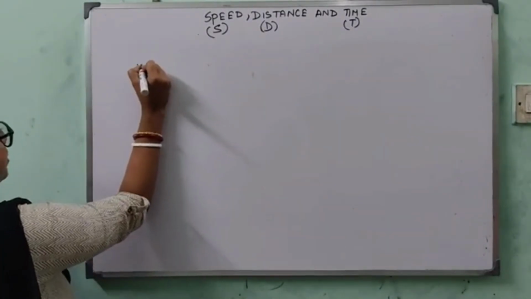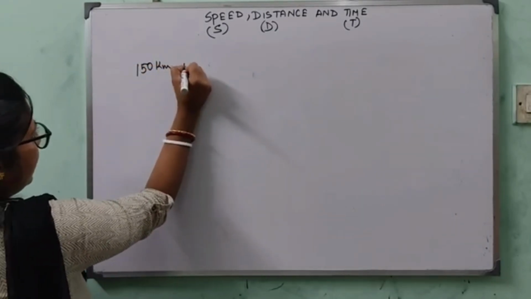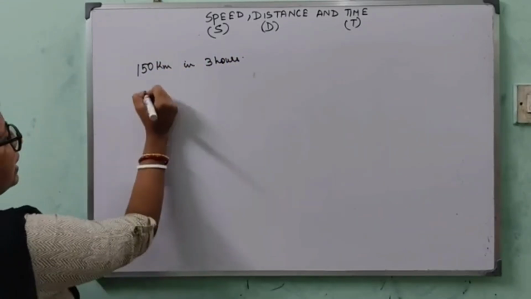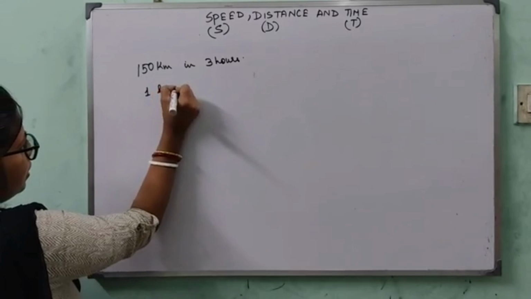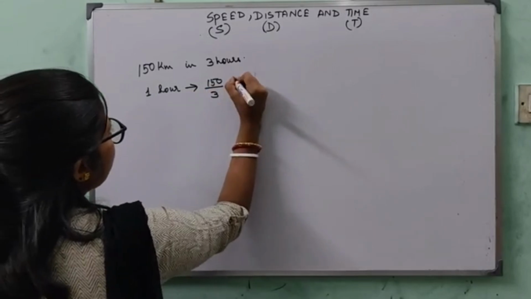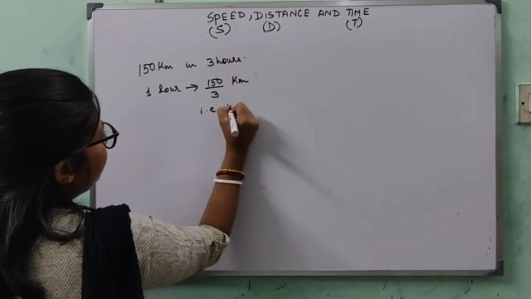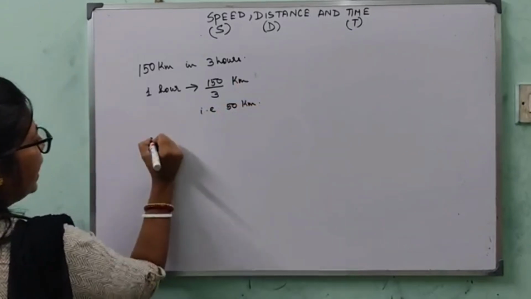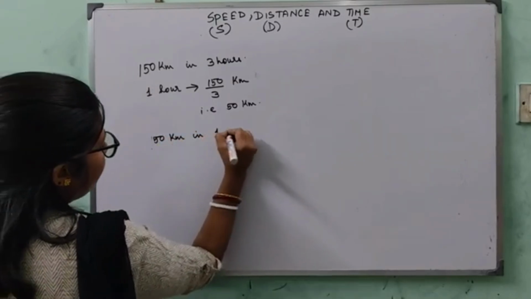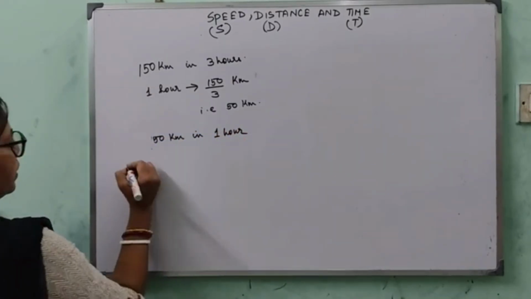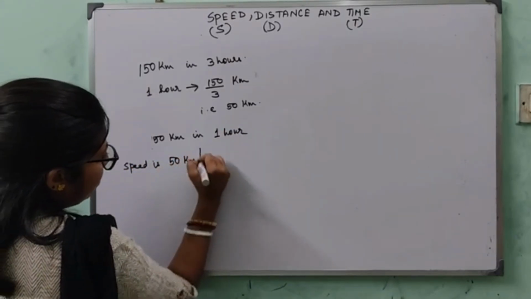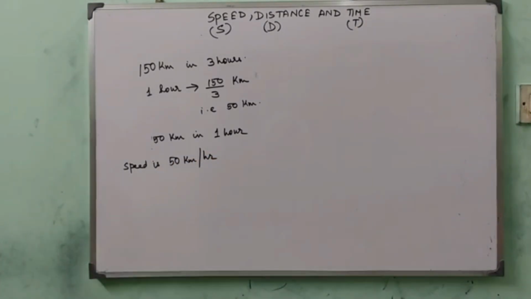Suppose I say I travelled 150 kilometer in 3 hours. So what is the distance I travelled in 1 hour? So in 1 hour I'll be travelling 150 by 3 kilometer, that is 50 kilometer. That means I travelled 50 kilometer in 1 hour. So that is my speed is 50 kilometers per hour. This per hour means 1 hour.